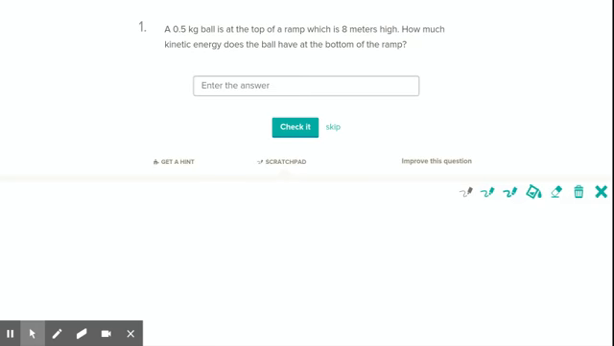All right. So question number 1, a 0.5 kilogram ball is at the top of the ramp, which is 8 meters long. How much kinetic energy? So the key word here is kinetic energy. I am going to give you a list of formulas you're going to use for the test. Okay? So if you remember what kinetic energy is, that's perfect. Kinetic energy is equal to half mv squared.